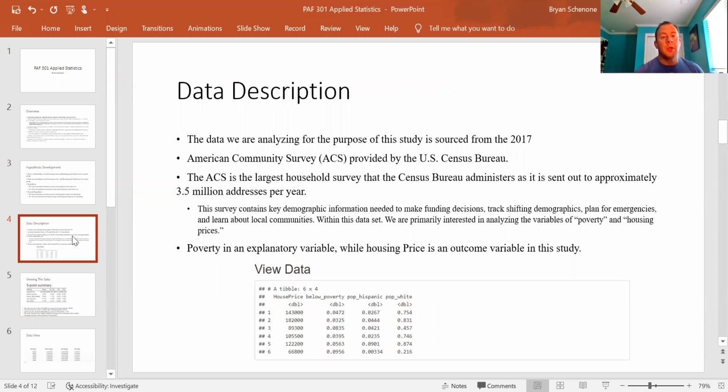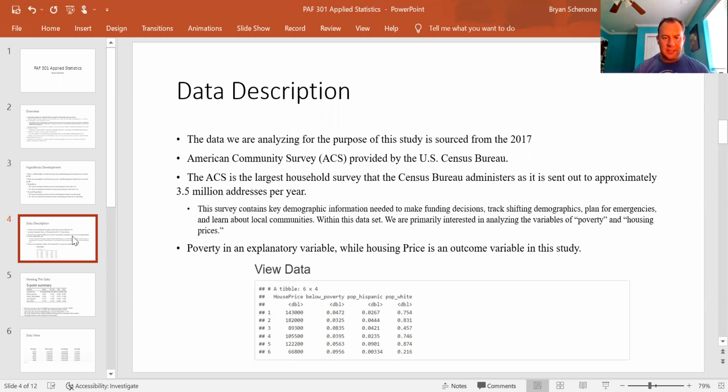data description. We analyzed data from the 2017 Census Bureau, the largest household survey. It's done about 3.5 million addresses a year. Our survey contained key demographics that we use throughout this for funding decisions, tracking shifting demographics, and planning for emergencies as well. Poverty is an explanatory variable, while housing price is an outcome variable in this study.